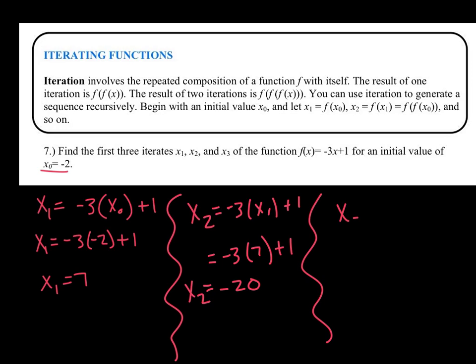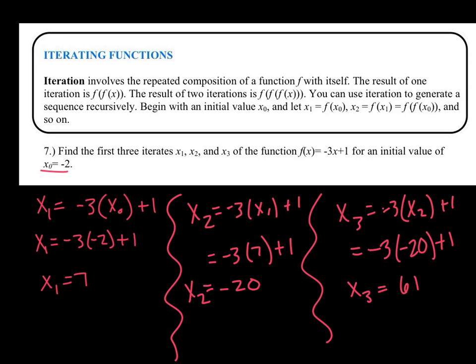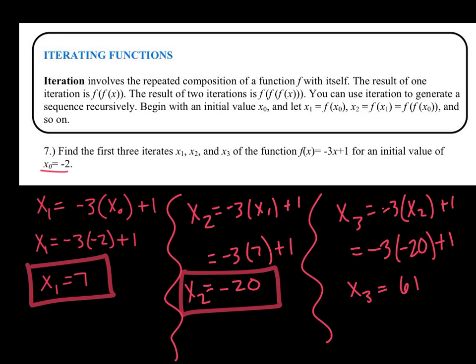And x sub 3, the third iterate, will equal negative 3 times x sub 2 plus 1, and we just found that to be negative 20. So positive 60 plus 1, so x sub 3 equals 61. And that's all there is to it. This would be the first 3 iterates. That would be the first 3 terms of your sequence if you're plugging this value into this particular function.